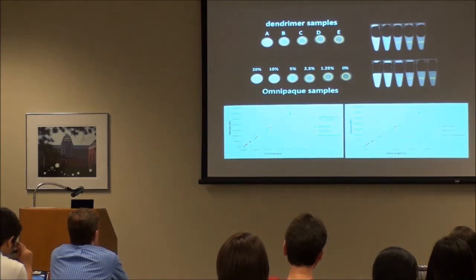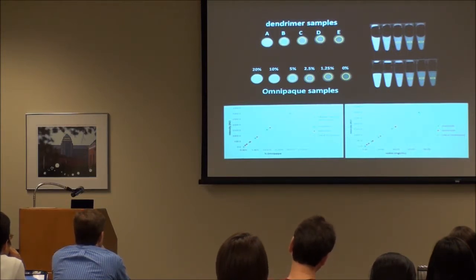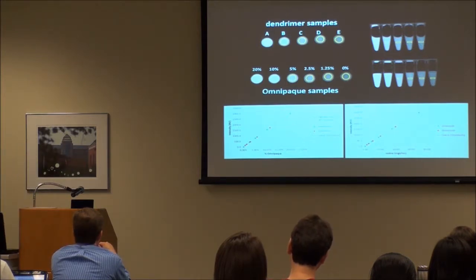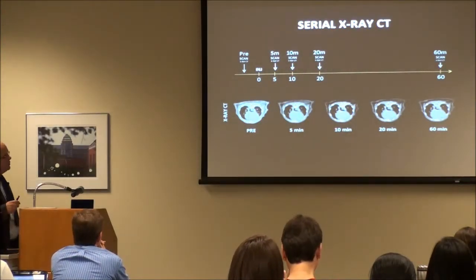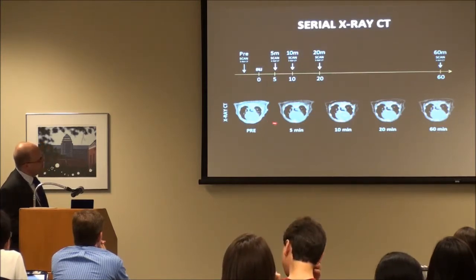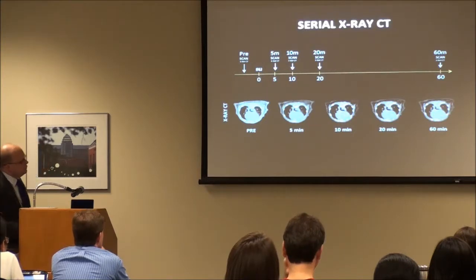In initial studies, we did CT imaging with the dendrimer samples and also corresponding Omnipaque samples as a gold standard for CT contrast imaging, and we were able to see a pretty good linear correlation between those two. So what about the serial X-ray imaging? What's the blood residence time? It was also very good. This is the image before the injection, and 5, 10, 20 minutes, and 1 hour after injection of the dendrimer nanoparticle. We were still able to see the structure of the heart, right and left ventricle.